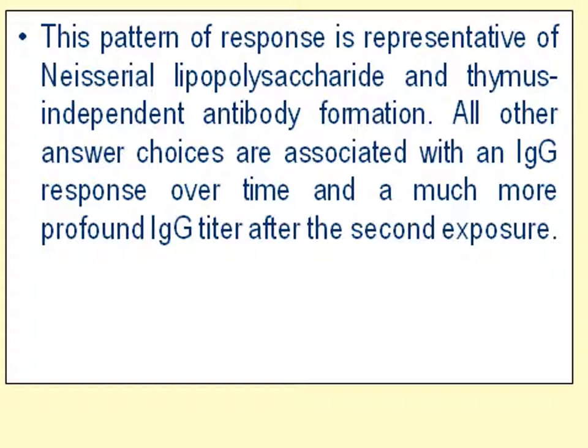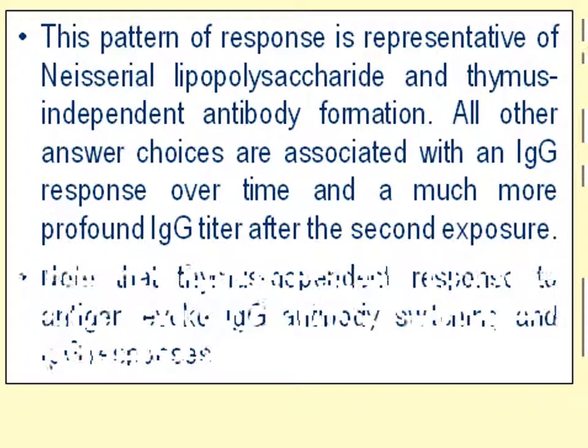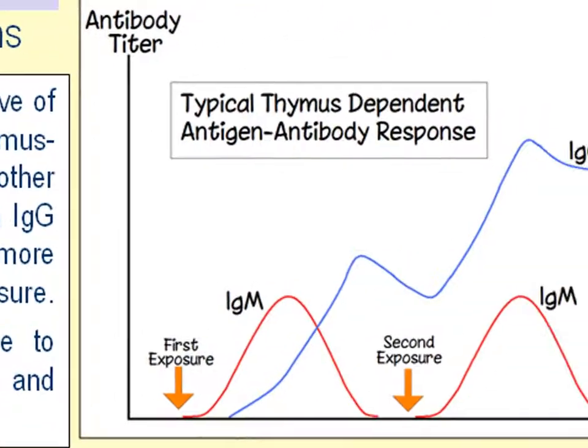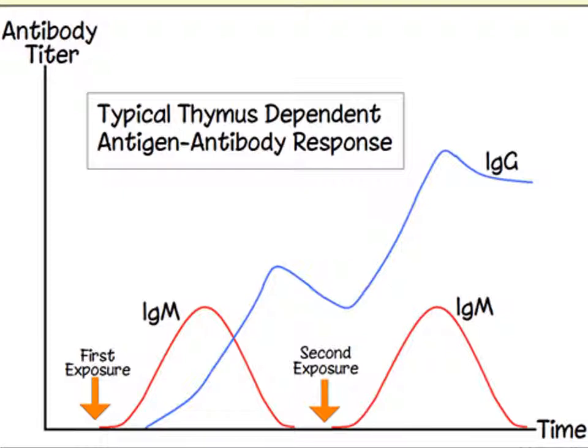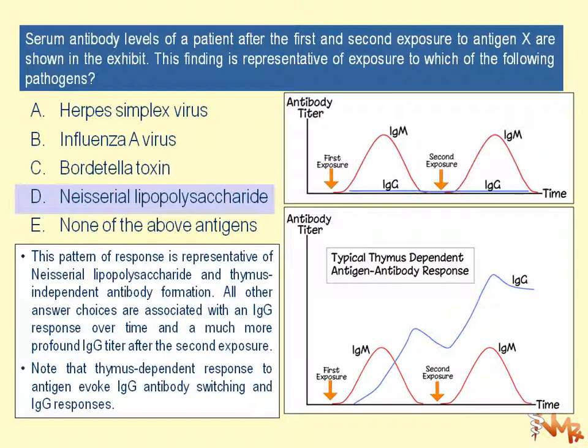All other answer choices are associated with IgG response over time and a much more vigorous IgG titer after the second or subsequent exposures. Note that Thymus dependent response to antigen evokes IgG antibody switching and IgG responses, as you see in this classic diagram that I've shared with you earlier. So the picture at the bottom is a typical Thymus dependent antigen antibody response.